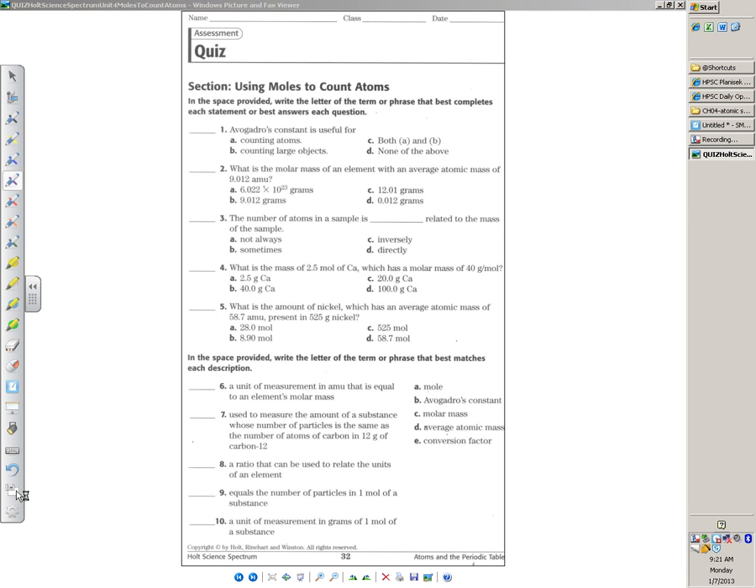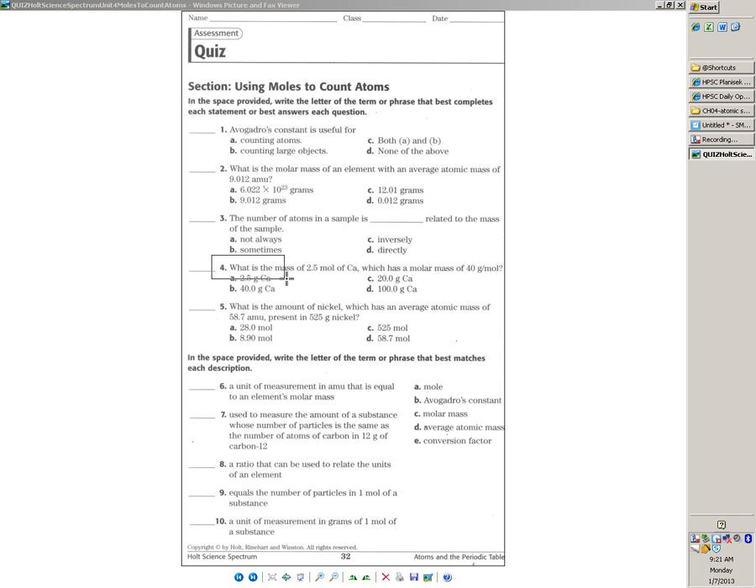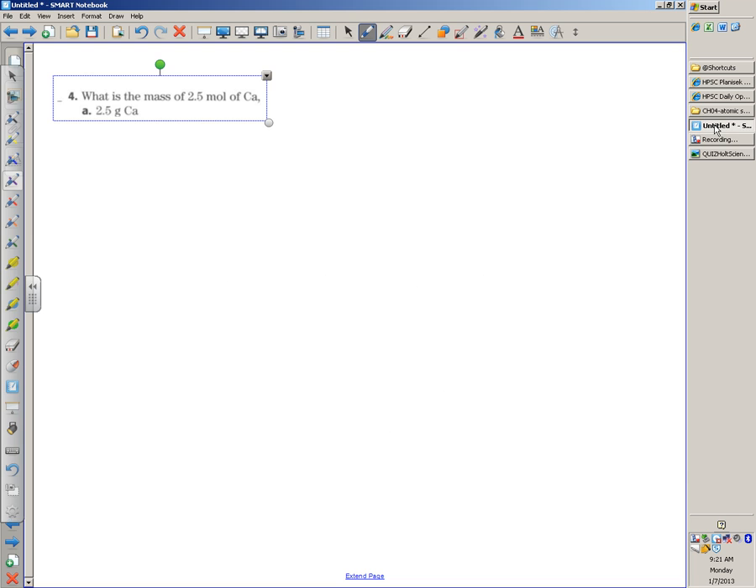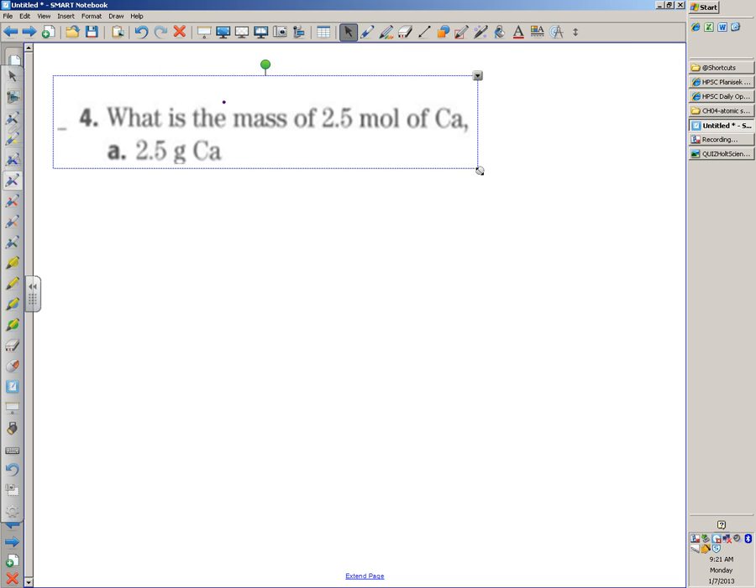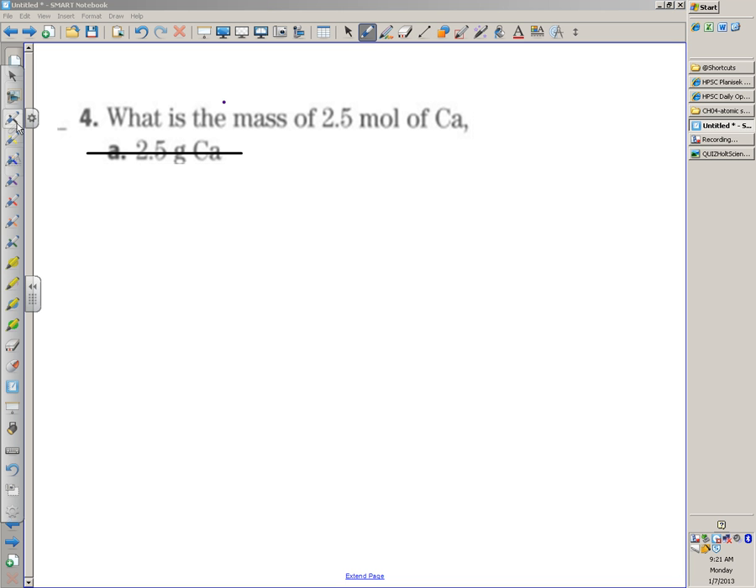If I take this, the mass of 2.5 moles of calcium. This is a conversion factor problem. So when we do conversion factor problems, what do we start off with? Something over 1. Okay, usually it's the thing that they gave you. So I'm going to start this problem with 2.5 moles of calcium, and then, like I said, if we want to, we can put that over 1, and that's fine. Okay?